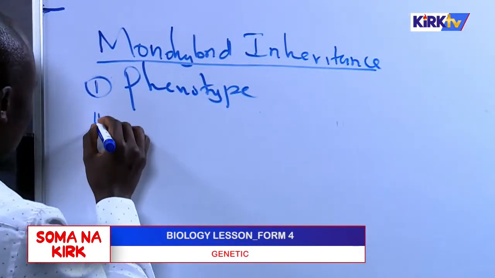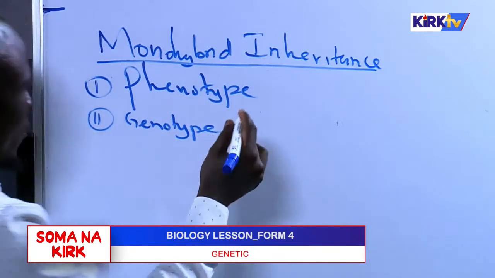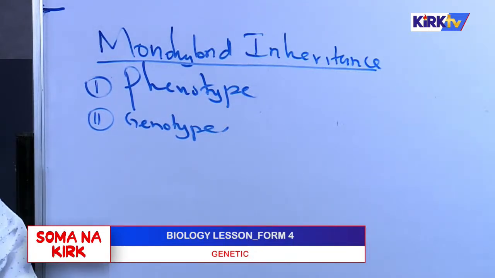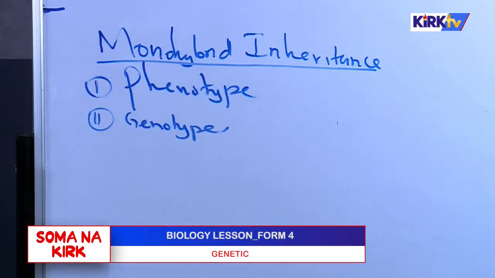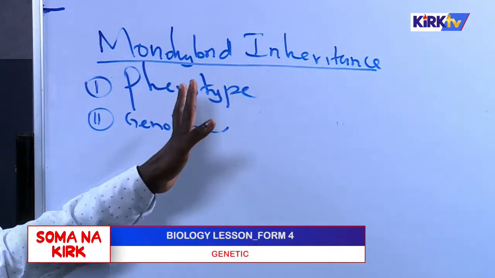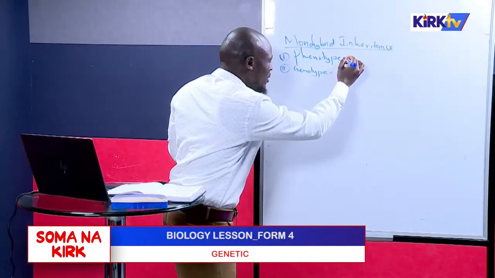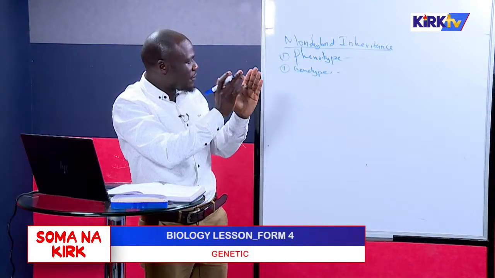And we have also the term genotype. So these are the two terms that we are going to cover while we deal with this concept of monohybrid inheritance. A learner should be able to know what is this biological term referred to as the phenotype, and what is this thing that is called the genotype.